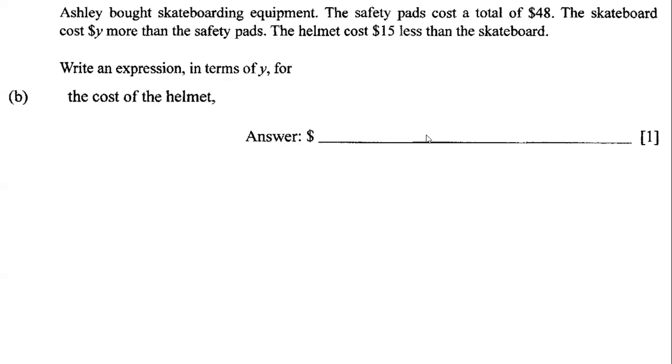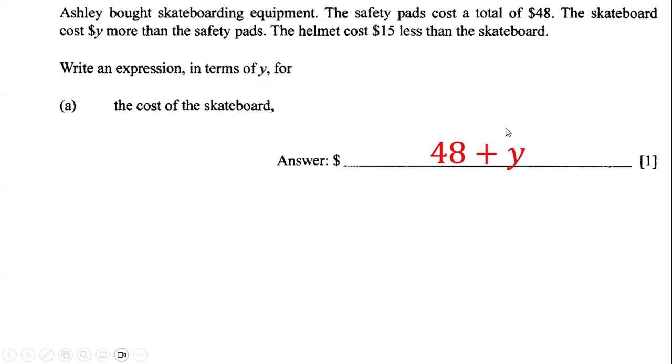So now let's move on to the next one. Say we want the cost of the helmet. What is the cost of the helmet? The cost of the helmet is $15 less than what? Than the skateboard. What do we say the skateboard was? The skateboard was 48 plus y.